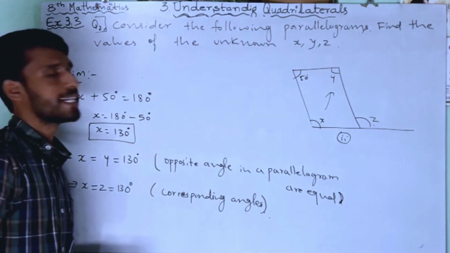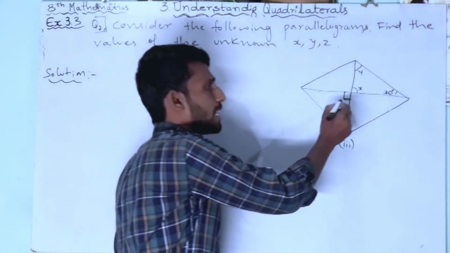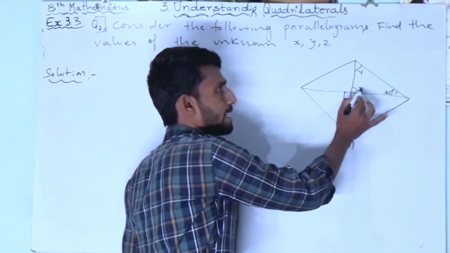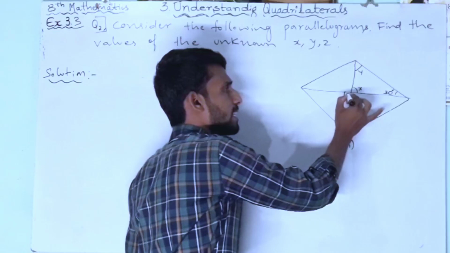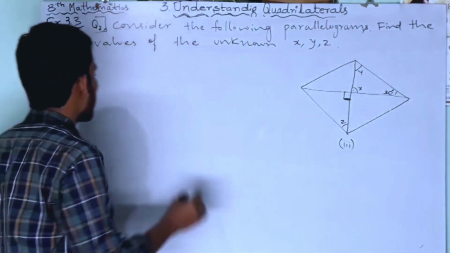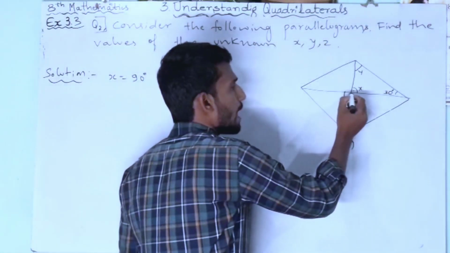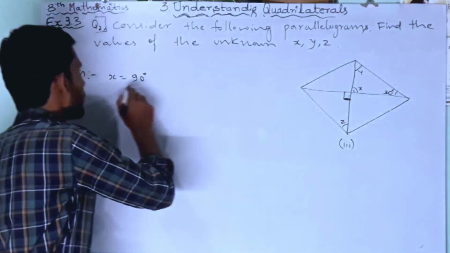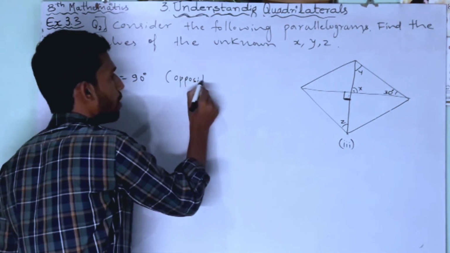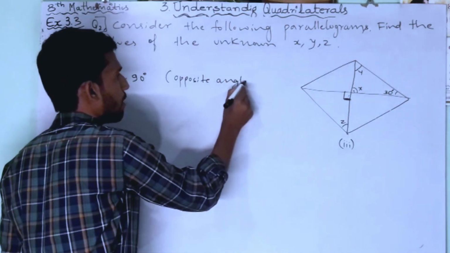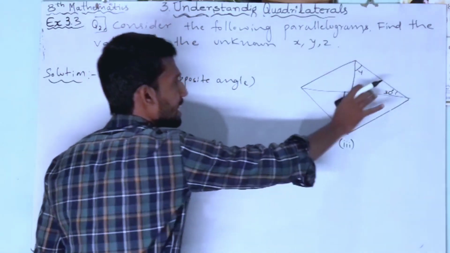Okay, dear, next I am taking the third figure in question number 2. Here 30 degrees is given, and we have to find out X, Y, Z. Here 90 degrees is given. Dear student, these two are opposite angles. Now we can write X is equal to 90 degrees. See, opposite angles are equal.